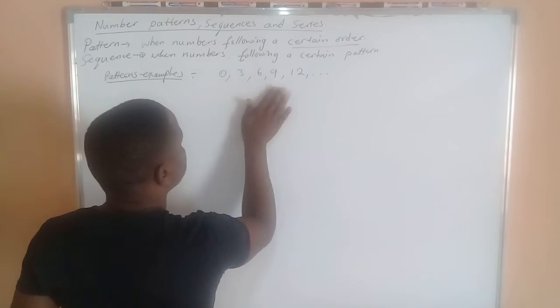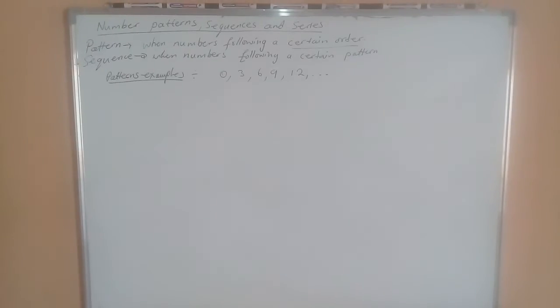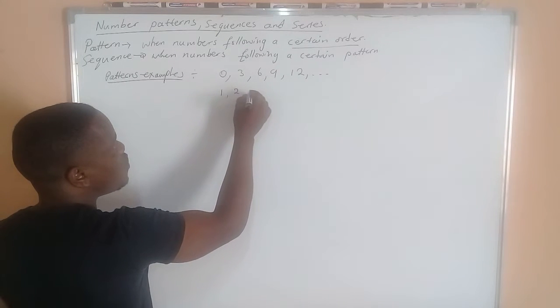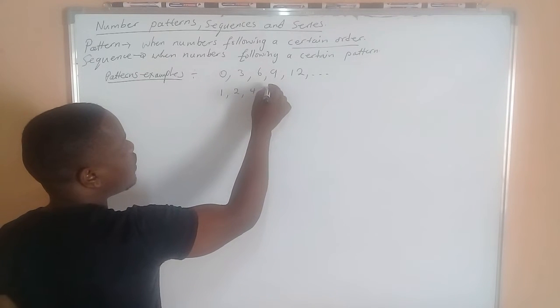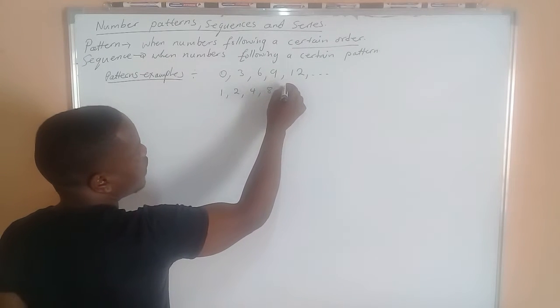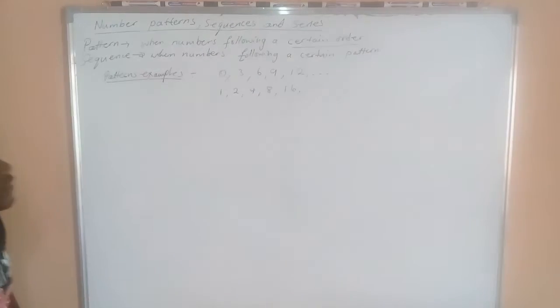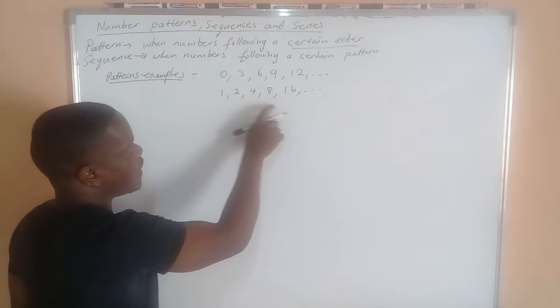Okay? Right. So let me put another example. Let me start by saying 1, 2, 4, 8, and 16, and so on. Right? That is another example of a pattern, which means these numbers are following a certain order. Let's see what order they are following.